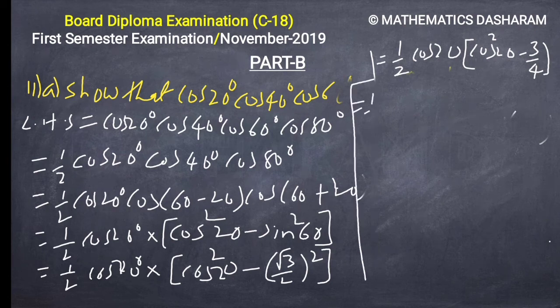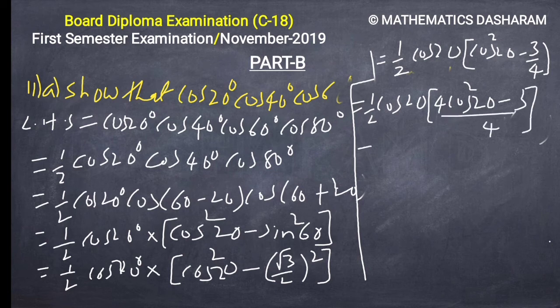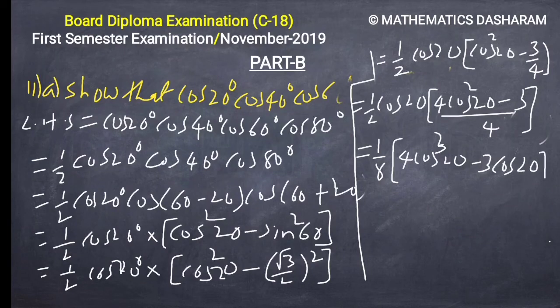Now take the LCM: 1 by 2 into cos 20, here 4 cos square 20 minus 3 divided by 4. So here 1 by 2 and here 4, the answer is 1 by 8, and multiply cos 20 inside. So 4 cos cube 20 minus 3 into cos 20 degrees. Now it is exactly in the form of 4 cos cube A minus 3 cos A, so it is equal to cos 3A.